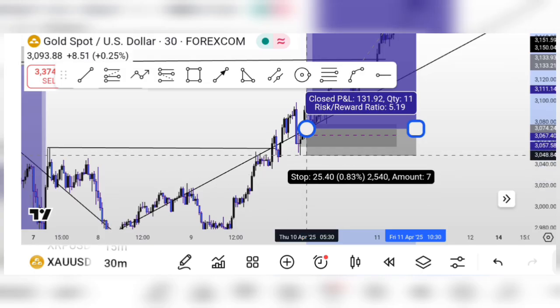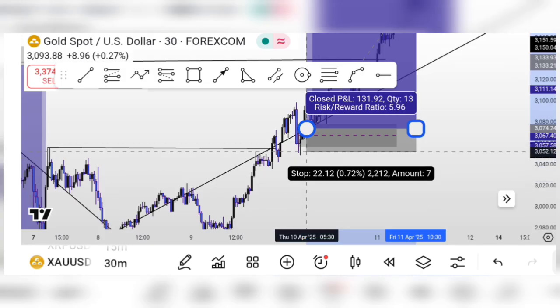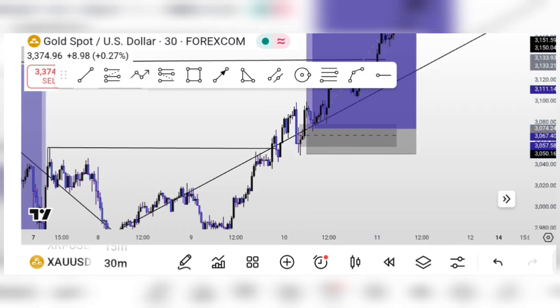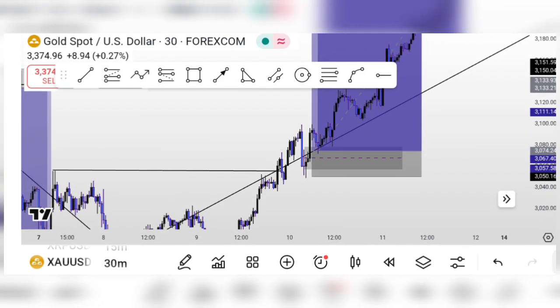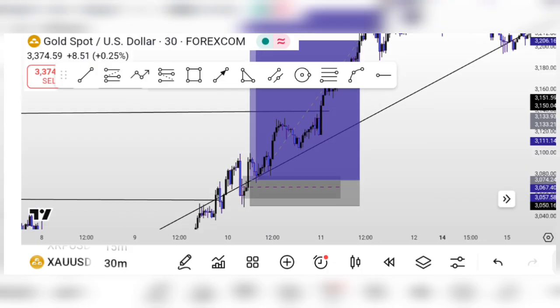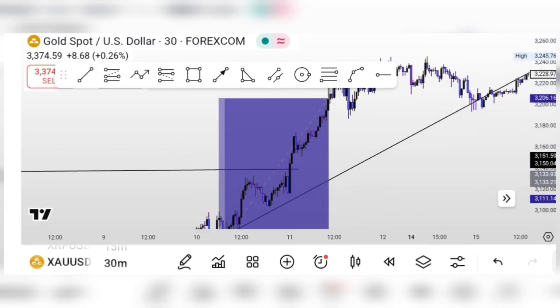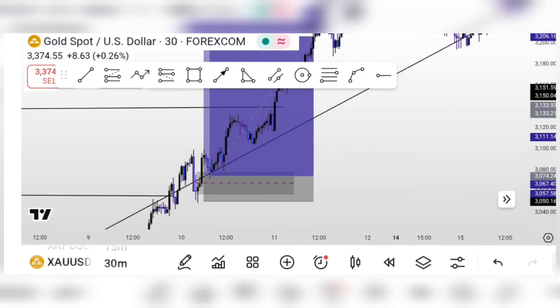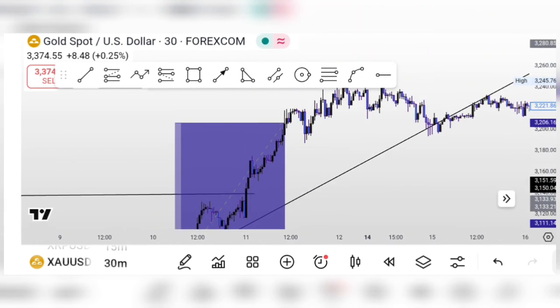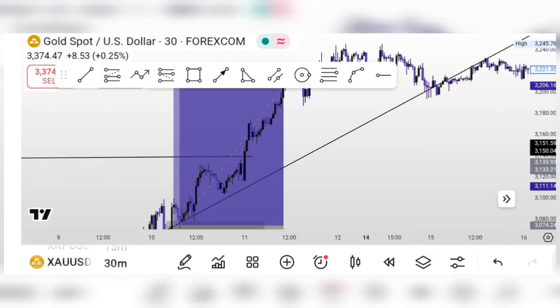Your SL should not be that much. You know how to place it. If you draw that block, maybe let it just cross the order block a little bit. So that is just it. You see, there are many more. I don't want this video to be long. That's why I'll just cut them here.